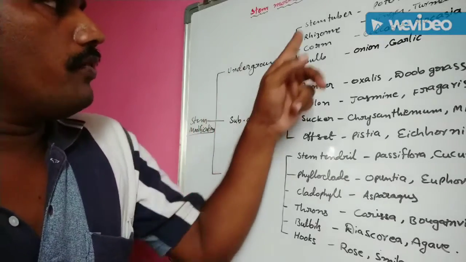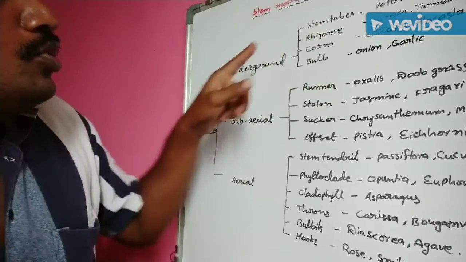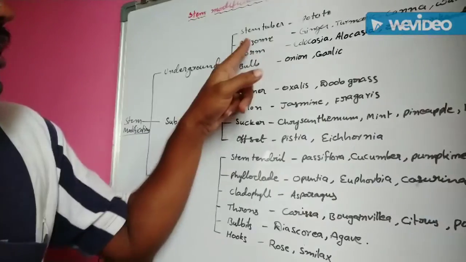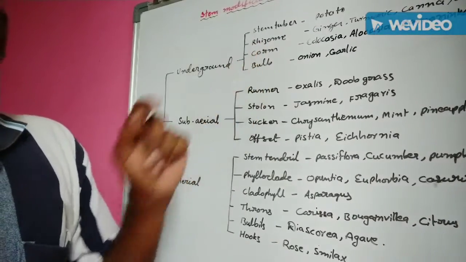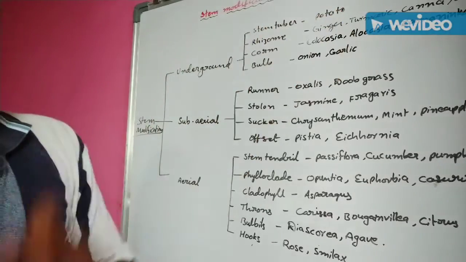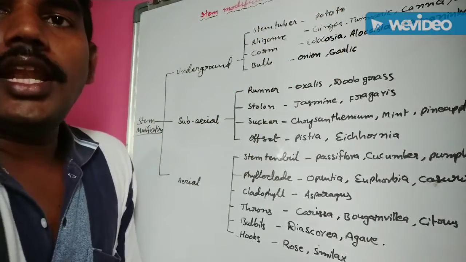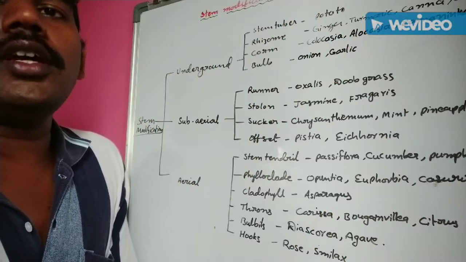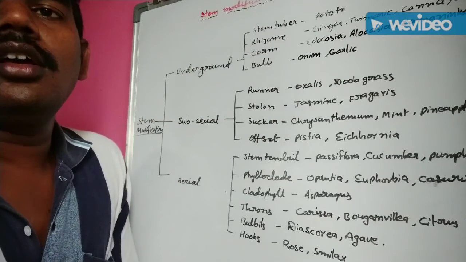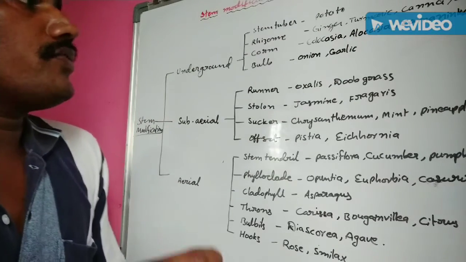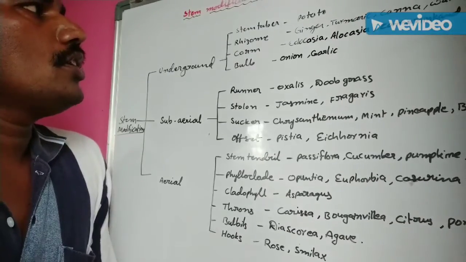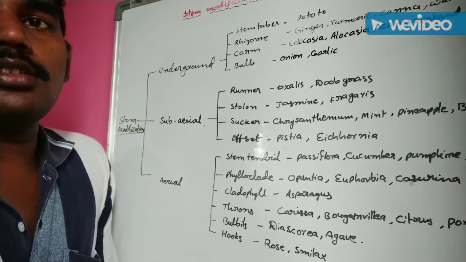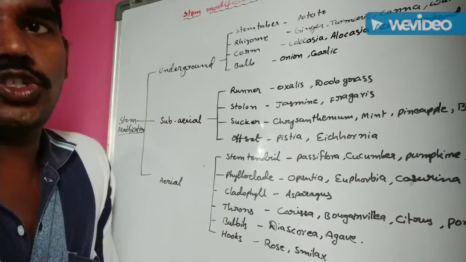Underground stem modifications are mainly categorized into stem tuber, rhizome, corm, and bulb. Stem tuber, for example potato: the lateral branches emerge into the soil, accumulate food materials, and become swollen. This type of tuber is a stem tuber. They possess some node-like eye structures.